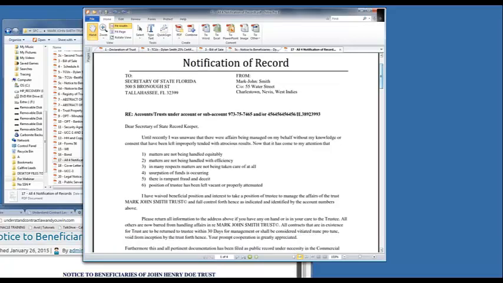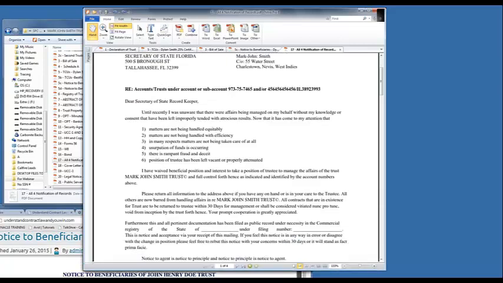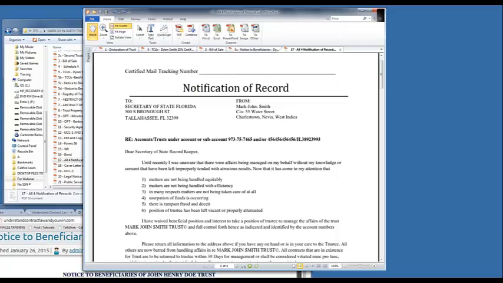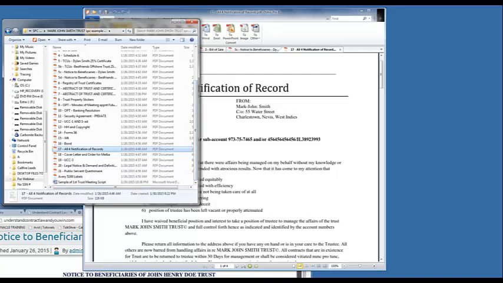Okay, so basically what this says is, regarding accounts or trusts under the sub-account of Social Security number and/or birth certificate number, driver's license number, passport number: Dear Secretary of State Record Keeper, until recently I was unaware that there were affairs being managed on my behalf without my knowledge or consent that have been left improperly tended with atrocious results. Now it has come to my attention that matters are not being handled equitably. Matters regarding what? I want to test you guys, because I can read stuff pretty fast and there's a lot to absorb here. What type of matters am I talking about? You're sending this to the Secretary of State after you've done, as you can see here, I've numbered the steps, and this is just step one. This whole page is really just one big step of like 6 or 7 or 8 steps.